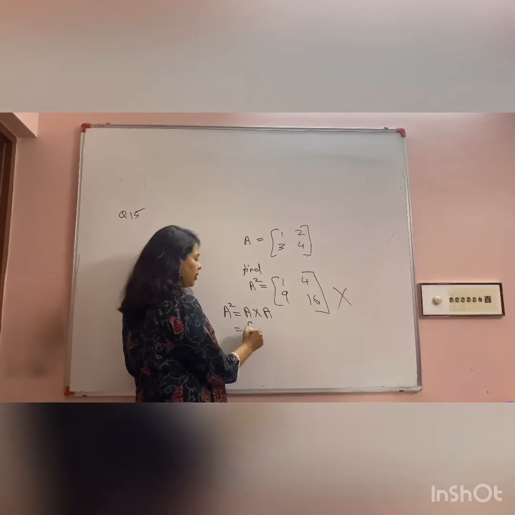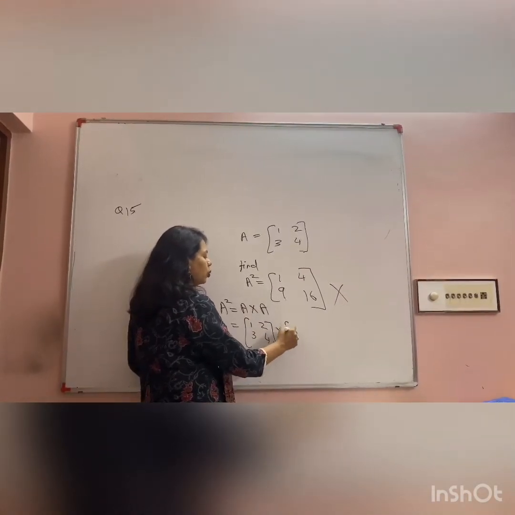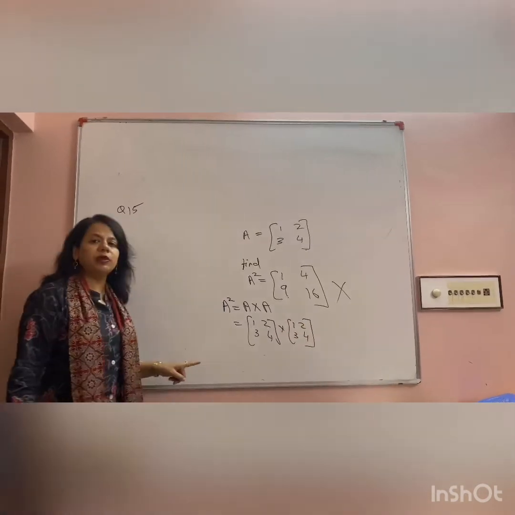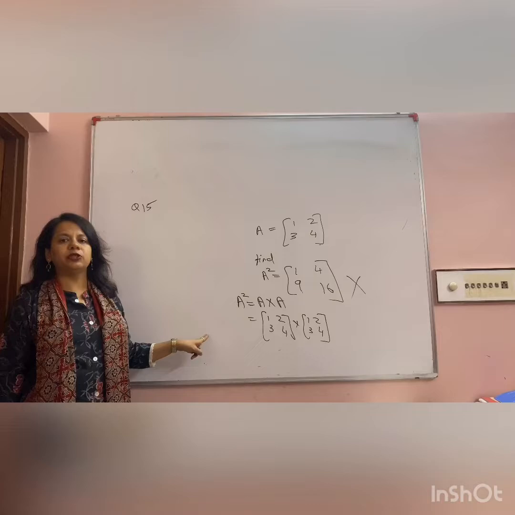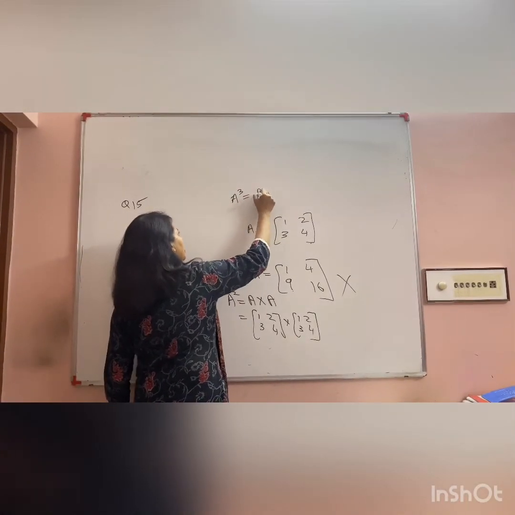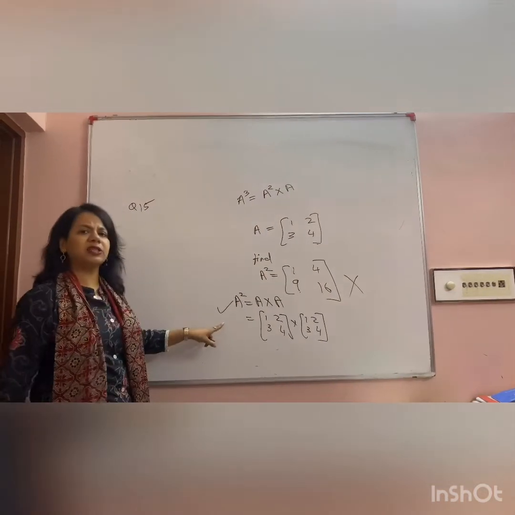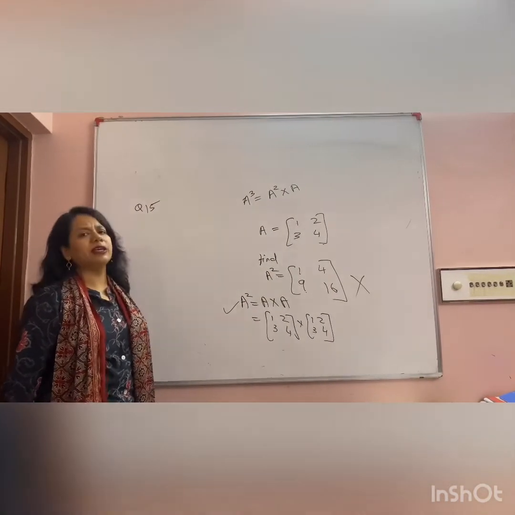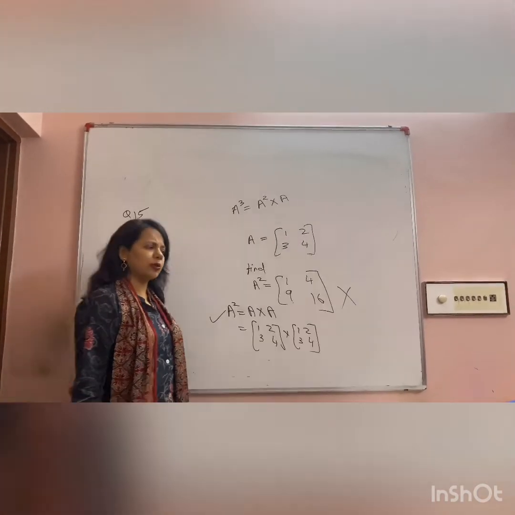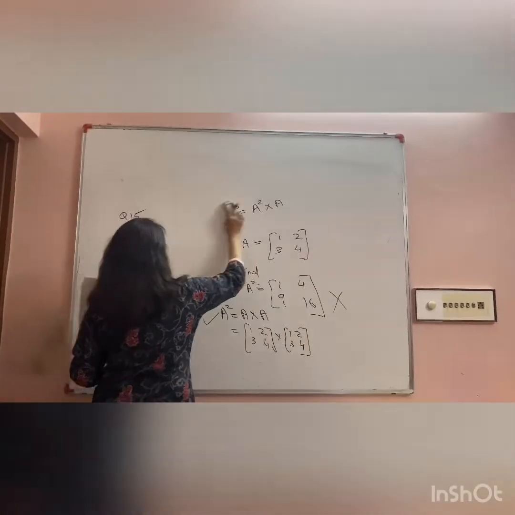That means it would be [1, 2; 3, 4] into [1, 2; 3, 4]. You will have to perform normal matrix multiplication to get A square. In the same way, if you want to find A cube, that would be A square into A. So whatever you have got as A square from here, you would again multiply it with the A matrix. That is how you find A square and A cube. So now let's take up a question.